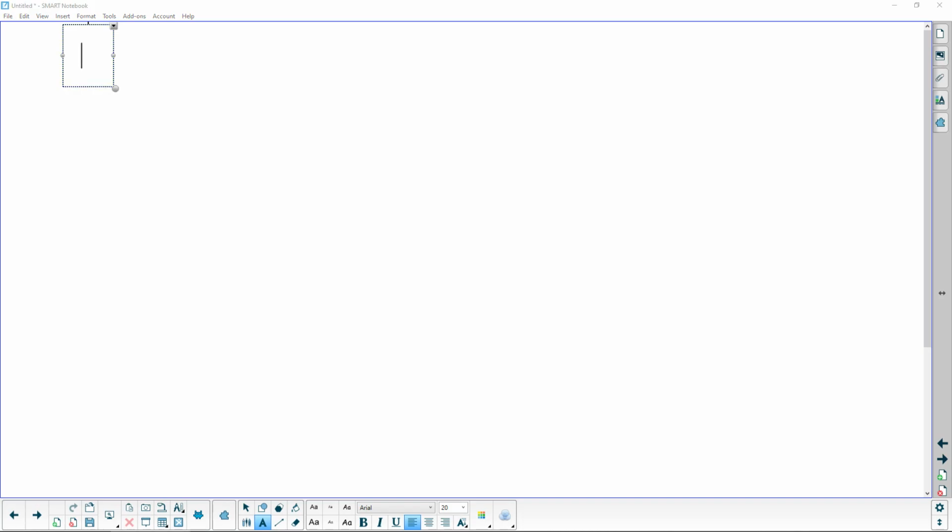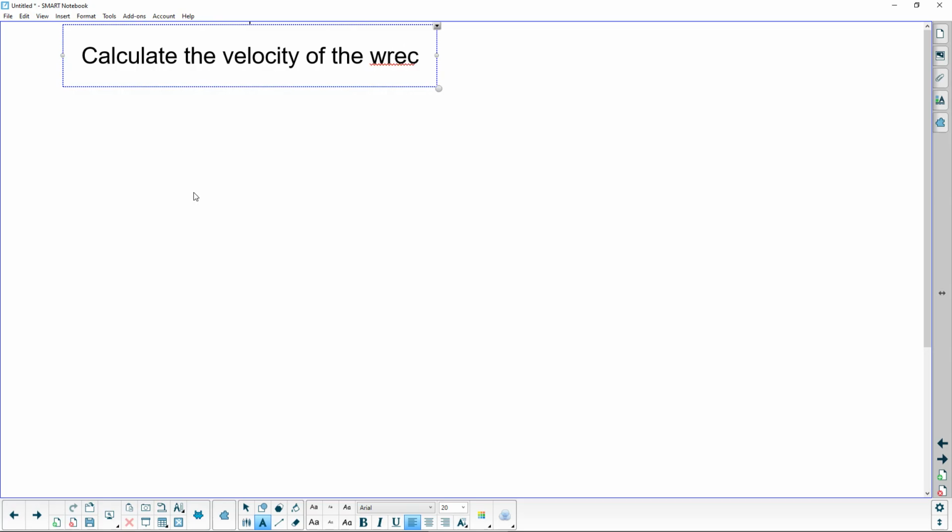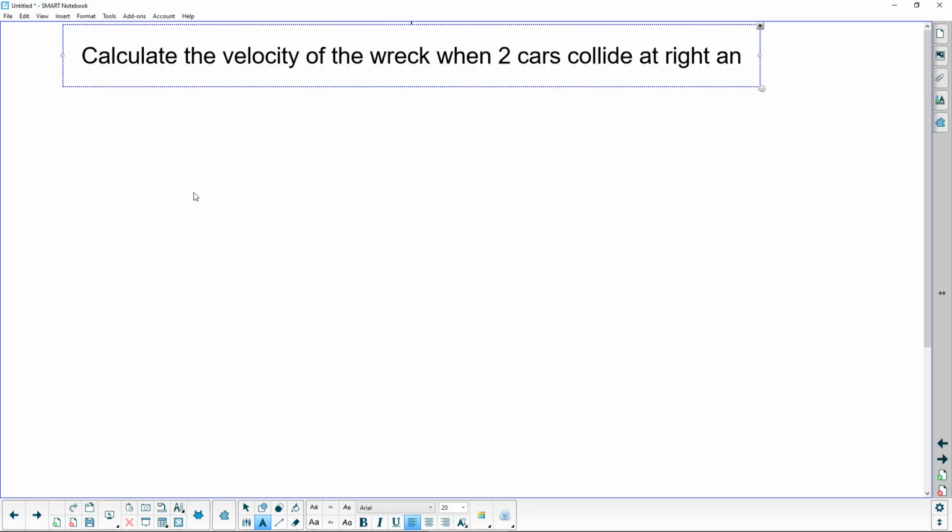Let's say that we have, calculate the final velocity of the wreck when two cars collide at right angles. Okay, we'll just call them car A and car B.